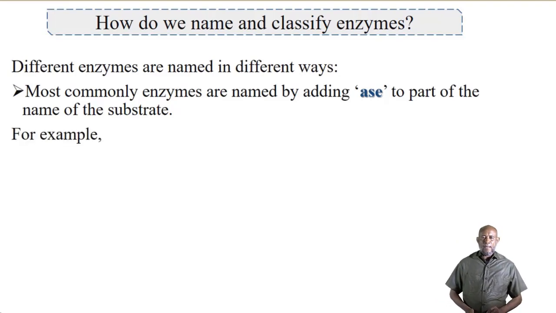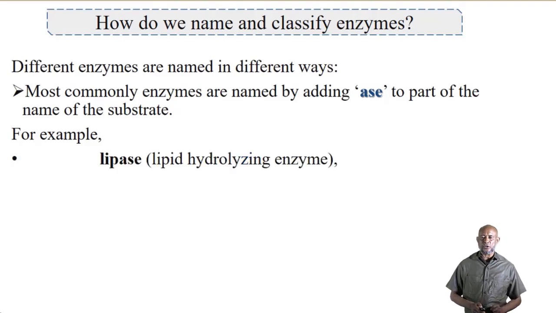For example, polymerase. This enzyme aids in polymerization, meaning the joining of similar units together. Lipase. This is the enzyme which hydrolyzes lipid into glycerol and fatty acid. The hydrolyzing enzyme of lipid is known as lipase. Lipid is a substrate, therefore "-ase" is added to the name of the substrate, and we call it lipase.